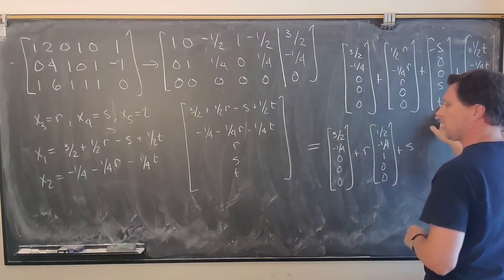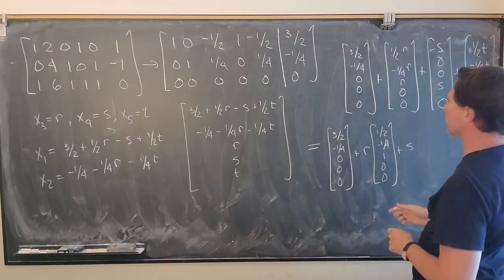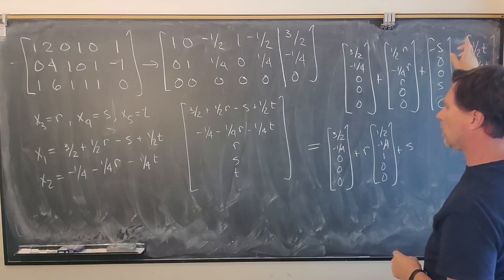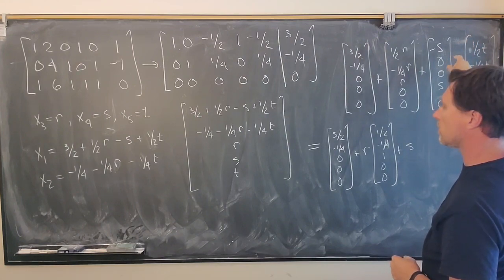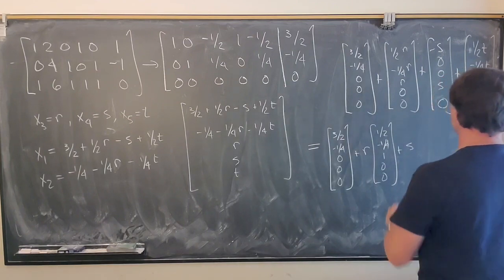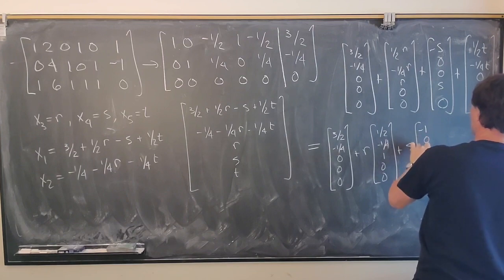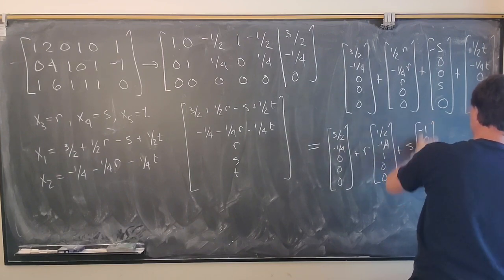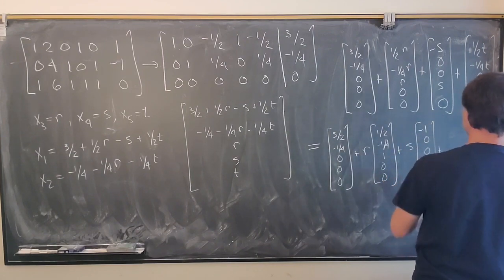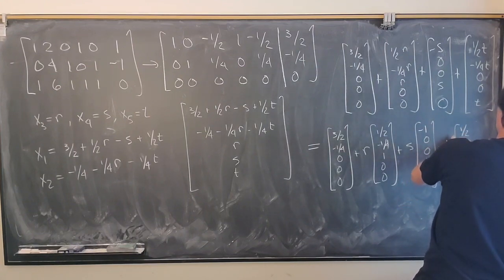Ooh, why do I have a t here? Sorry, that should be a 0 in that one vector right there. It should have been minus s, 0, 0, s, 0. Yeah, sorry. s times minus 1, 0, 0, 1, 0. Plus, now I'm going to pull a t out of the last piece: 1/2, minus 1/4, 0, 0, 1.